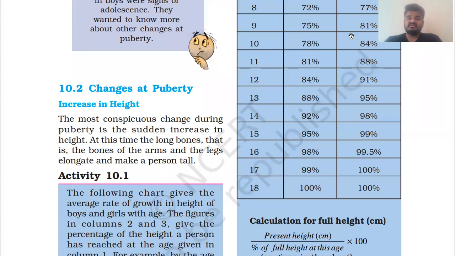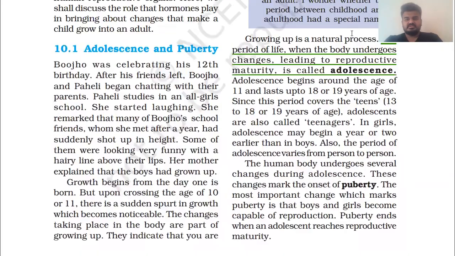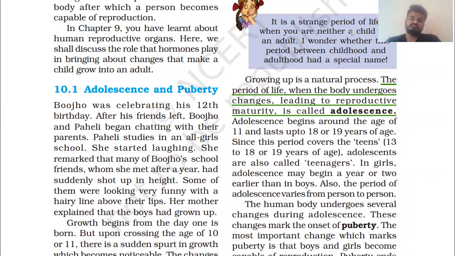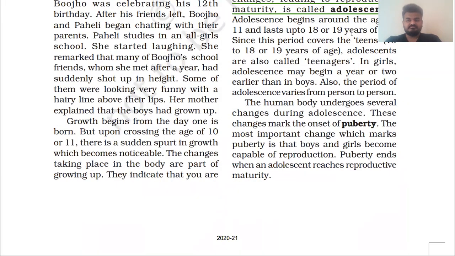In the last session, we discussed the basics from Chapter 10, Adolescence and Puberty. We discussed that at a certain age you get some changes in your body, which is known as adolescence. There are changes in the body leading to reproductive maturity. After that, some emotional change also occurs. These changes are simply known as adolescence.